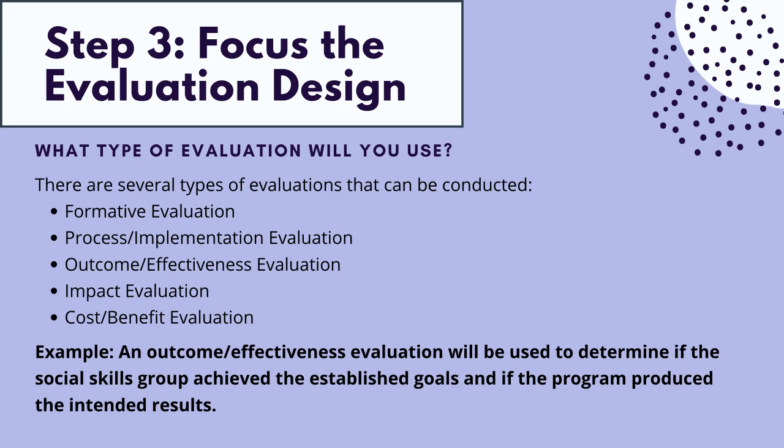There's several types of evaluations, like was mentioned before. So there's a variety of different types. There is formative evaluation, process or implementation evaluation, outcome or effectiveness evaluation, impact evaluation, or cost benefit evaluation. So for this specific program, we are going to choose an outcome or effectiveness evaluation. So we're going to determine if the social skills group achieved the established goals and if the program produced the intended results. So was it effective? What were the outcomes? That's what we're going to be looking for with this program evaluation design.